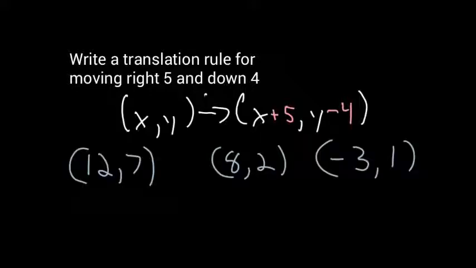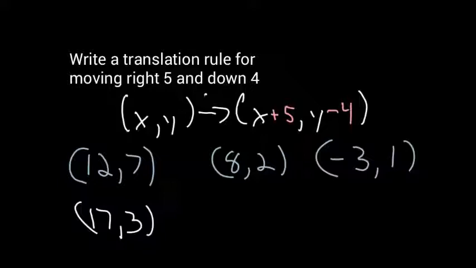Alright, now I have 3 points here, and I'm going to use my rule to translate those points. So my x value I'm going to add 5, and my y value I'm going to subtract 4. So first ordered pair I have is 12, 7, so I'm going to add 5. So 12 plus 5 is 17, and 7 minus 4 is 3.